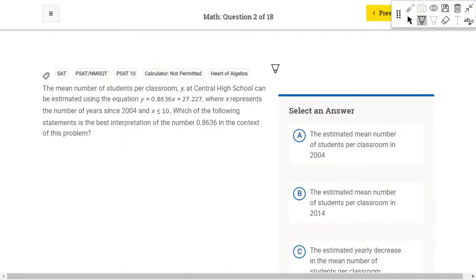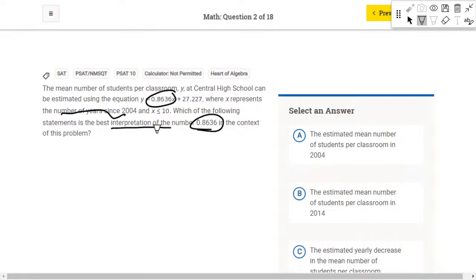So, second question. The mean number of students per classroom, y, at Central High School can be estimated using this equation, where x represents the number of years since 2004. Which of the following statements is the best interpretation of this number in the context of the problem?